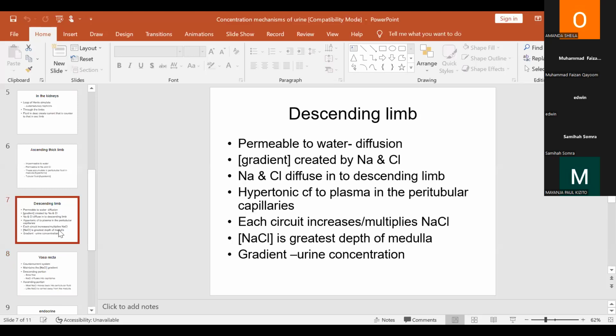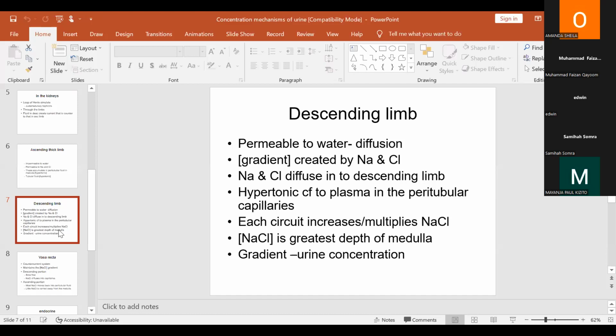So, having said that, remember we're talking about the two systems. The countercurrent multiplier uses the loop of Henle as its anatomical structure for its functionality. Basically, what we have seen is that it concentrates the medulla.